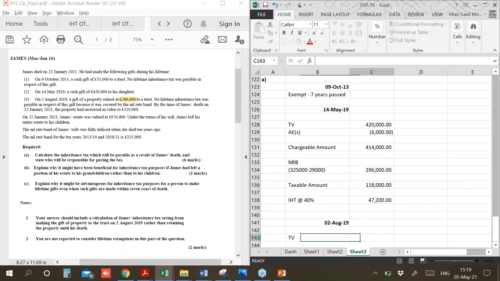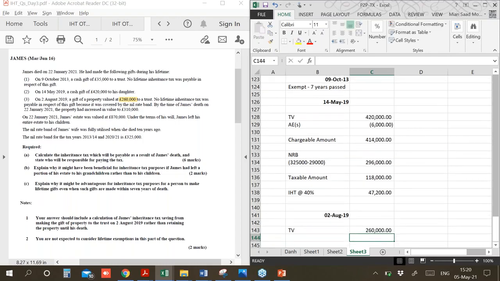TV stands for transfer value. Its value is 260,000. Now this has been made in 2019 as well, and the transfer before has also been made in 2019 as well. Now I would like to ask you guys, is there any annual exemption left for this one?